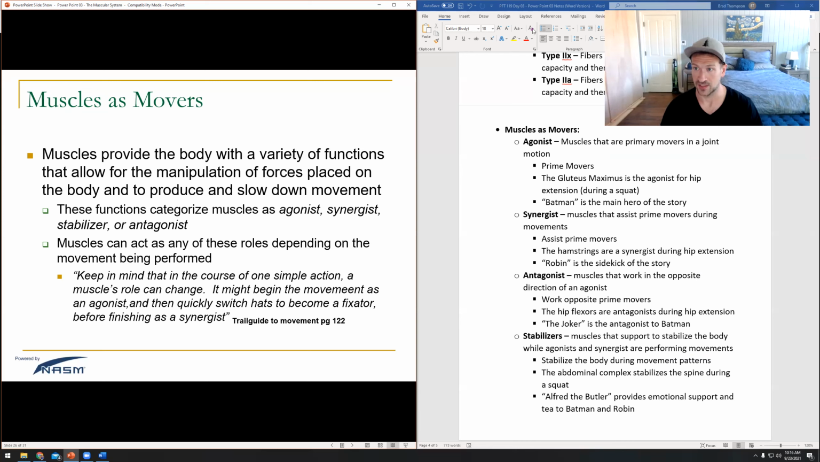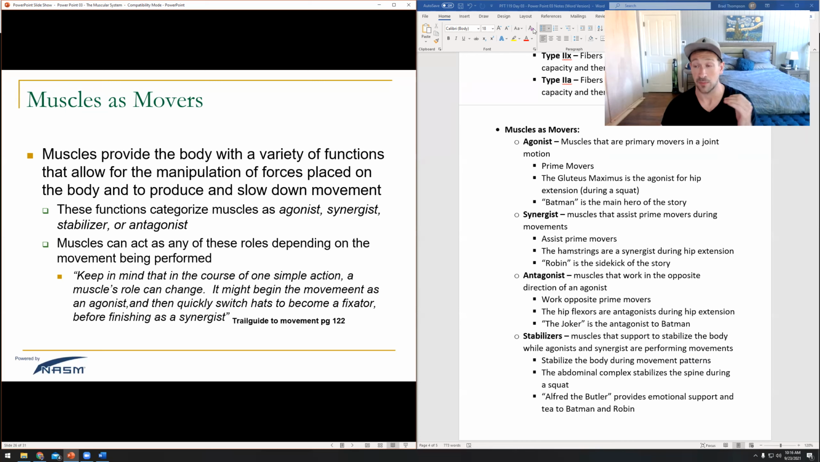So we have to have a good way to label all this so we don't get confused when we're describing which muscle does which thing. Muscles are doing all kinds of different things. But one thing you need to remember is that a muscle is going to be the main muscle creating an action one moment, and the exact opposite muscle another moment. So every muscle in your body can be the main character in one story, and then a side muscle that's just there to help stabilize the area in the next. Keep in mind that in the course of one simple action, a muscle's role can actually change. It can start the movement as an agonist, the main muscle, and then quickly switch hats to become a fixator and just hold that muscle in place.